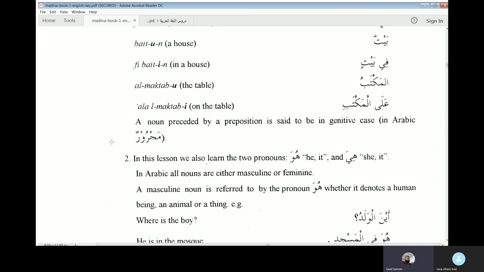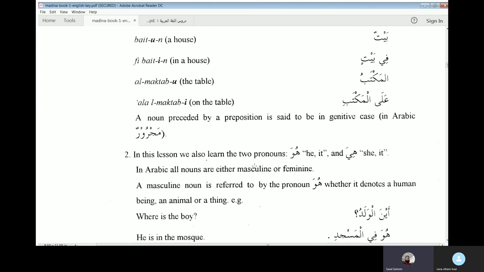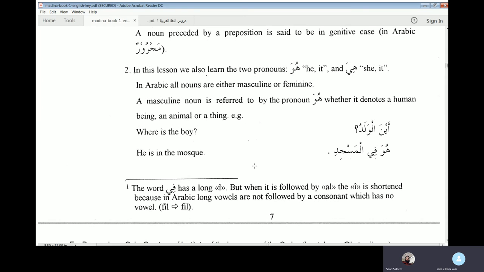Okay, Miss Sanna, read the next point. Second point. In this lesson, we also learned the two pronouns huwa, he, it, and hiya, she, it. In Arabic, all pronouns are either masculine or feminine. A masculine noun is referred to by the pronoun huwa. It denotes a human being, an animal, or a thing.